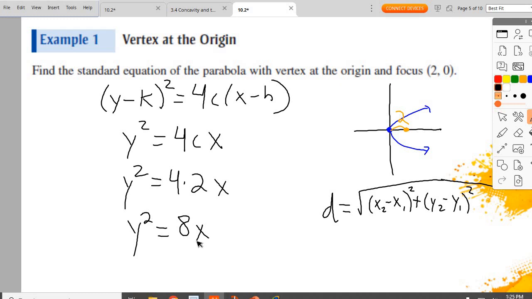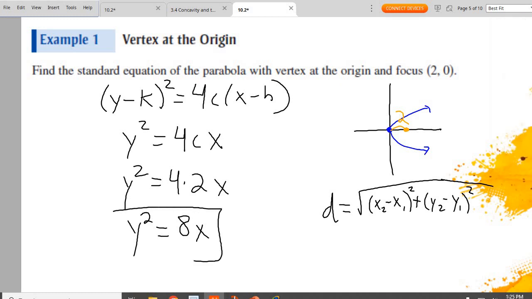What do we get? y squared equals 8x. That's our final answer. That's the equation that would give us that graph. What questions do we have there? No? Okay.